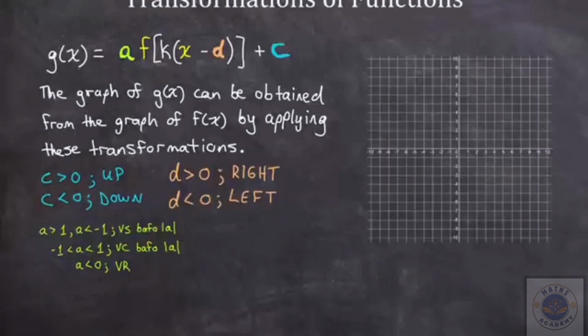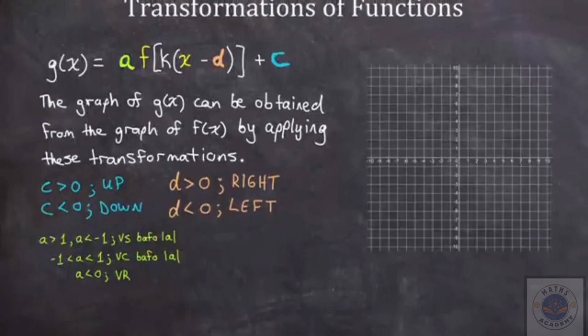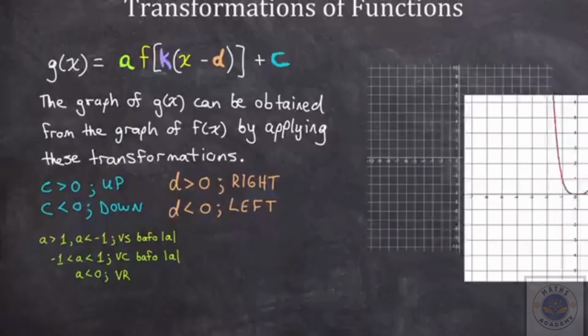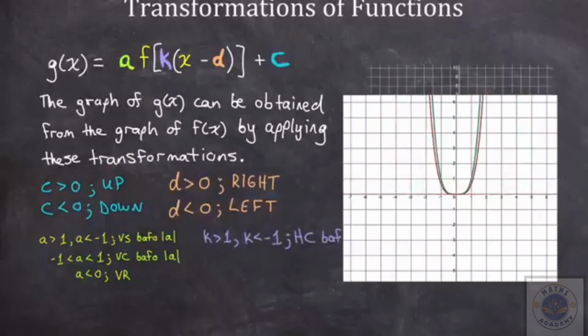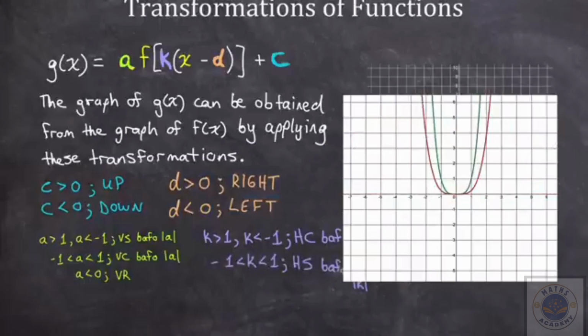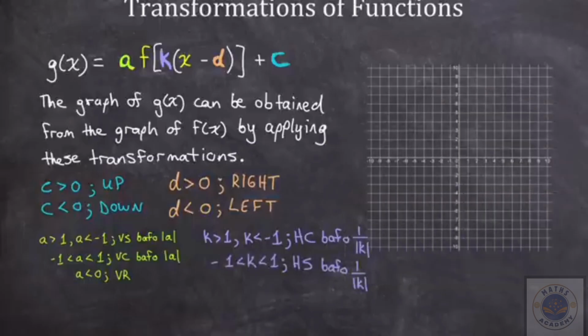And lastly, we'll talk about the k value. The k value is being multiplied inside the input of the function. If k is bigger than 1 or less than -1, it's a horizontal compression by a factor of 1 over the absolute value of k. But if k is between -1 and 1, it's a horizontal stretch by 1 over the absolute value of k. And if k is less than 0, there's a horizontal reflection.